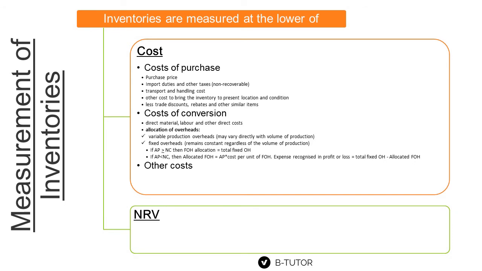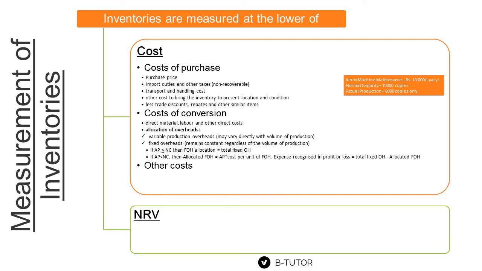Case number 2. If actual production is less than normal capacity, then utilized portion of fixed overhead will be included in cost of conversion and the remaining unutilized capacity will be charged to profit and loss account. Let's see one example on this.